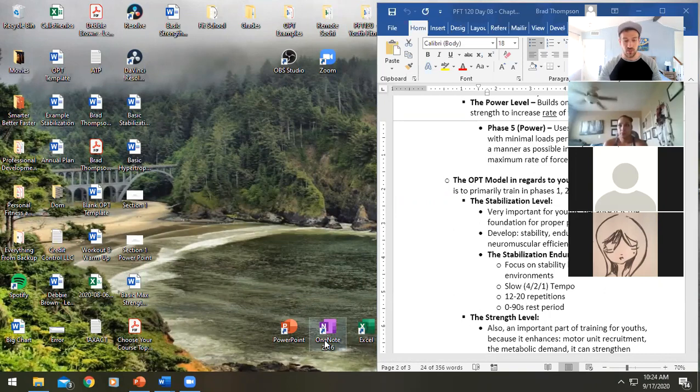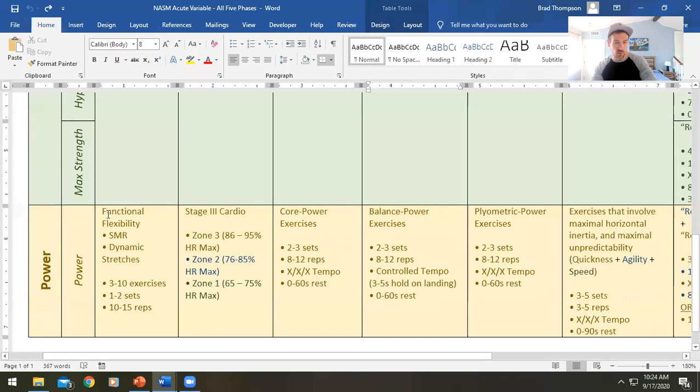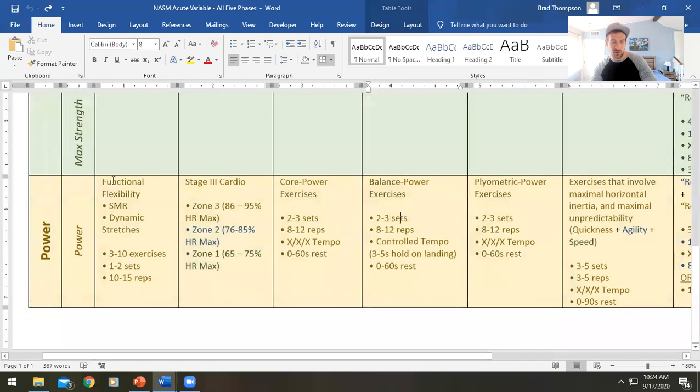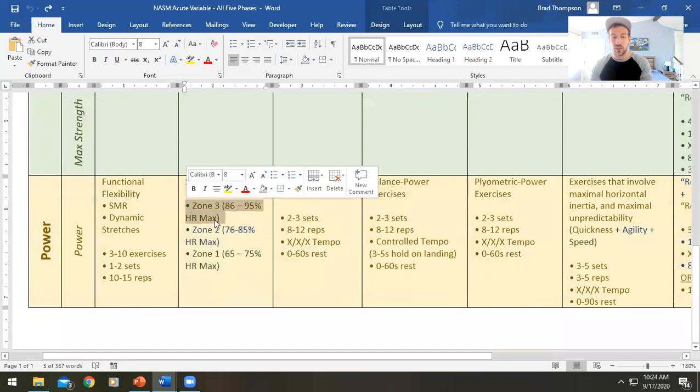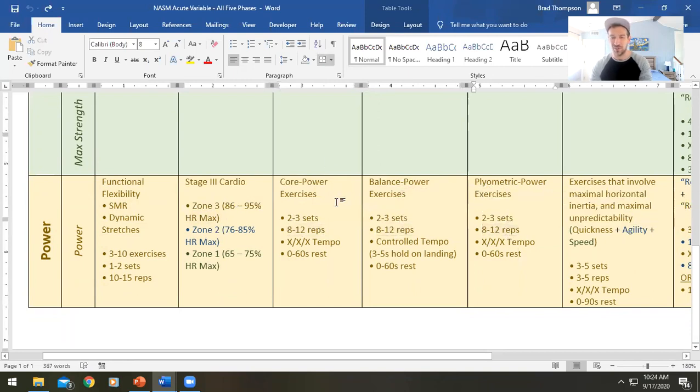So max strength is very similar to strength endurance. Take a look here, guys. You can see for flexibility, we are going to do functional flexibility, which will still have foam rolling, paired with dynamic stretches this time. We're going to do stage 3 cardio, which is going to incorporate zone 1 from our first, zone 2 from our second, and zone 3, which is our third for stage 3. Then we're going to do core power, balance power, and plyometric power. By the way, they finally sync up on reps. So they're not going from like 12, 12, 10.